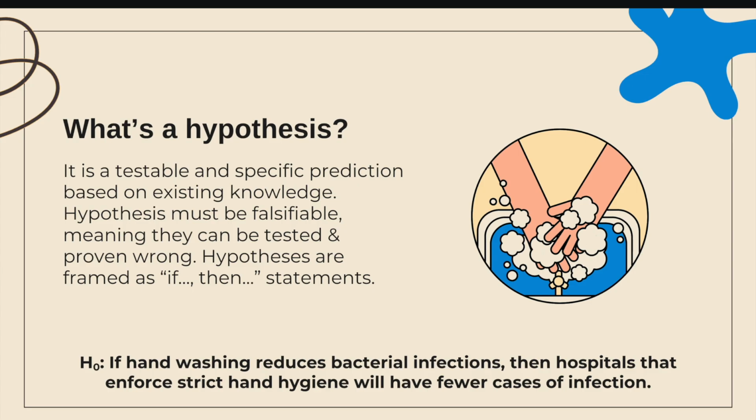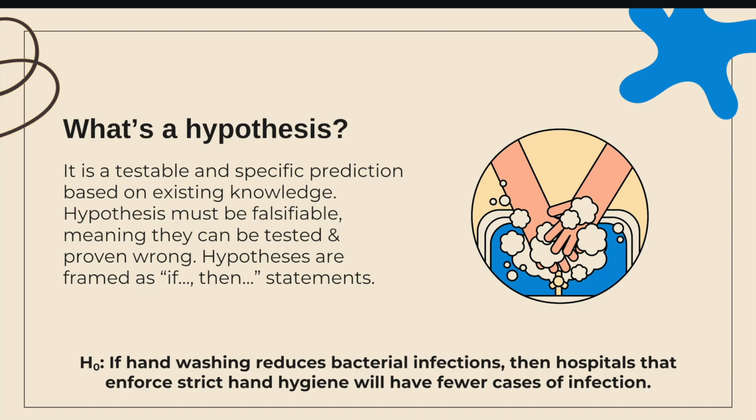What is a hypothesis? A hypothesis is a specific, testable prediction. It is sometimes written as an if then statement, especially for your age, but that's not always the best method to look for a hypothesis. An example of using an if then statement would be if hand washing reduces infections, then hospitals that enforce strict hygiene will have fewer cases.